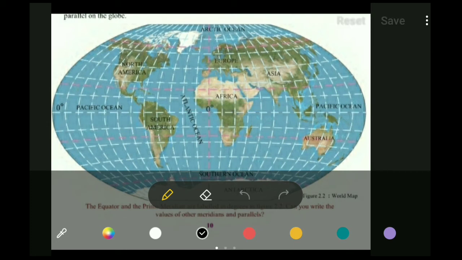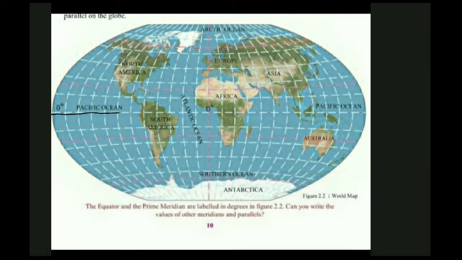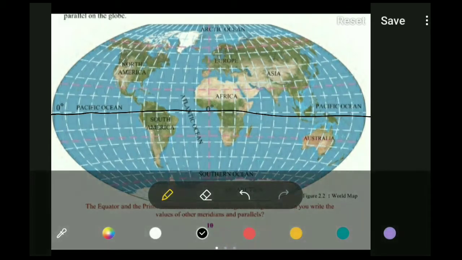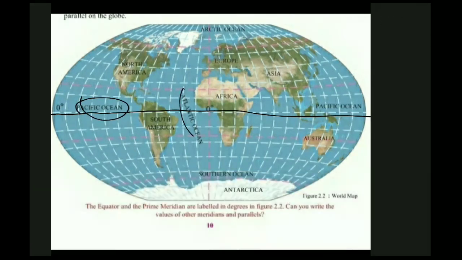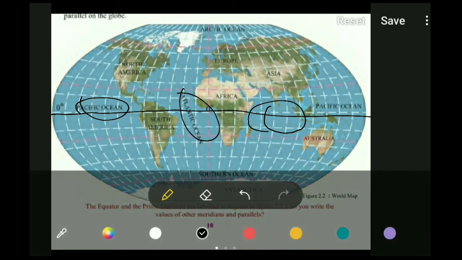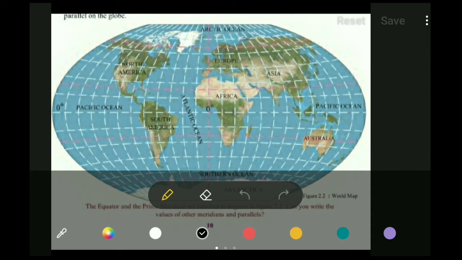The other part of the question was, through which ocean does the equator pass? If this is your equator, it passes through the Pacific Ocean, through the Atlantic Ocean, and through the Indian Ocean. So here you have the Indian Ocean. So it passes through the Indian Ocean, Atlantic Ocean, and the Pacific Ocean.